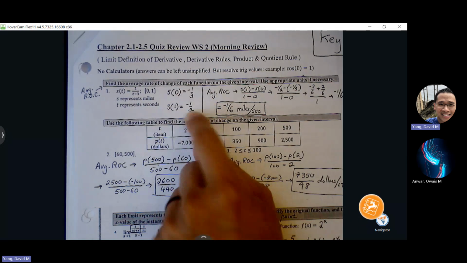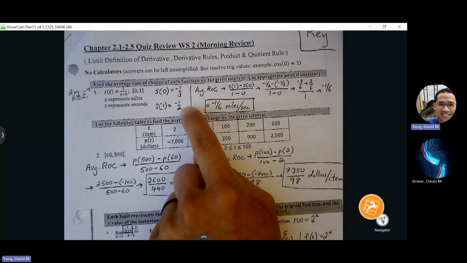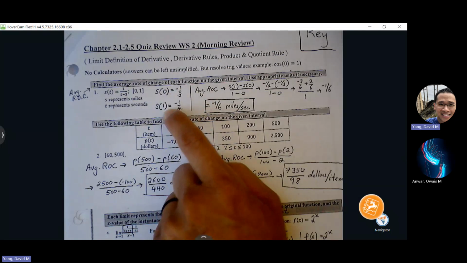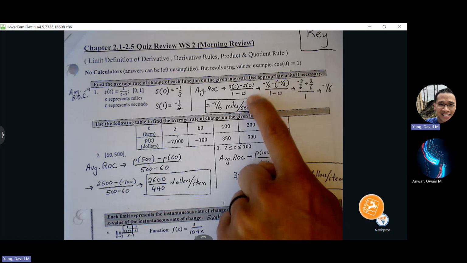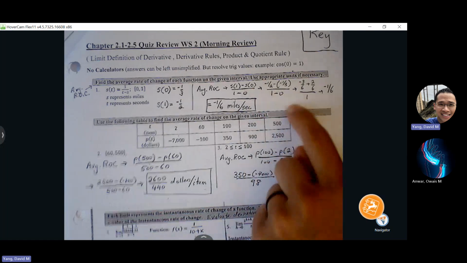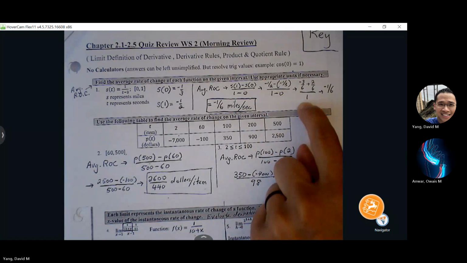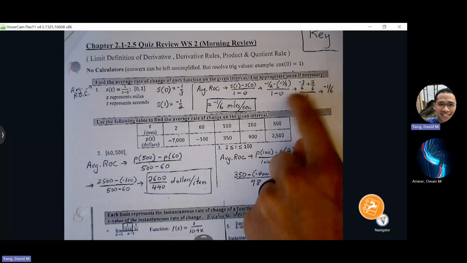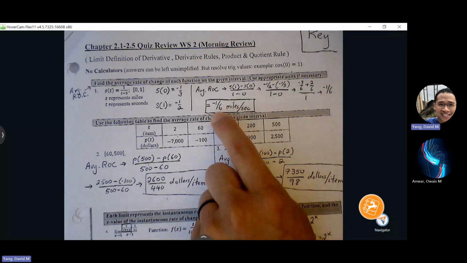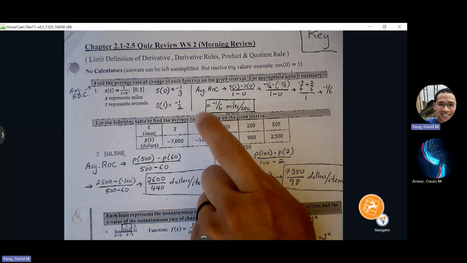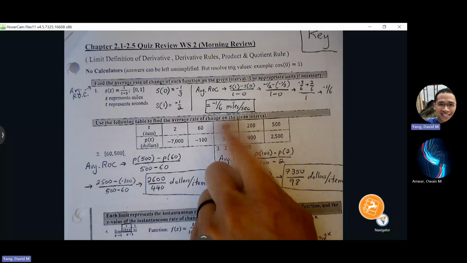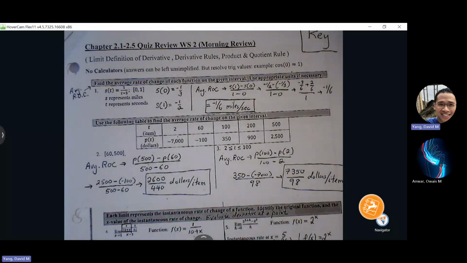So then we just want to find the rate of change. So it's going to be the change in miles divided by the change in seconds. So S sub 1 minus S sub 0 over 1 minus 0. You can leave your answer unsimplified. That's fine. So then we know that between 0 and 1 second, his average rate is negative 1/6 miles per second.